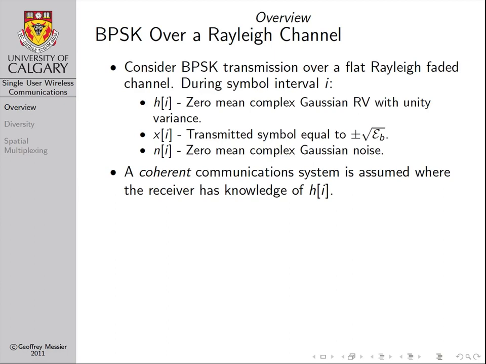Now, this is true if the receiver has no knowledge of the distortion caused by the channel. And when the receiver has no knowledge of channel distortion, it's what's known as a non-coherent communication scheme. However, if the receiver does have knowledge of the distortion caused by the channel, we have what's known as a coherent communication system. And this is what we're going to assume in this derivation. How does the receiver get knowledge of the channel distortion?